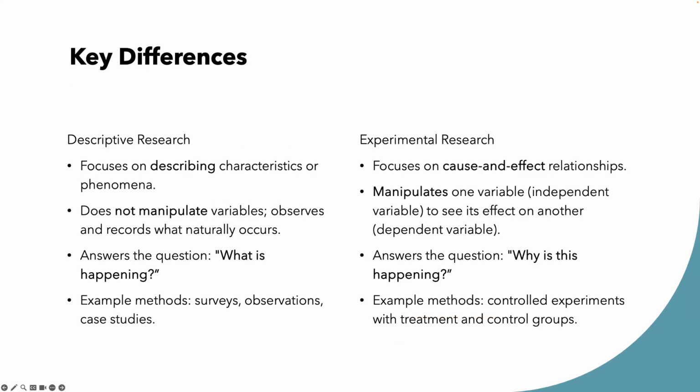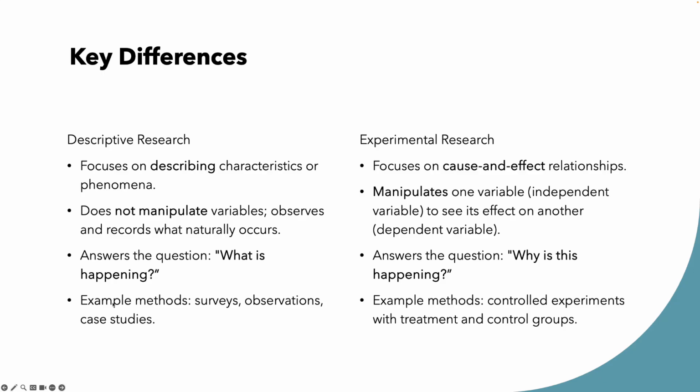So if you want to know what those key differences are, here they are. We have descriptive research and experimental research. This one focuses on describing. This one focuses on cause and effect. This one we do not manipulate. This one we do manipulate variables, right? So very, very different types of research. In this one, we answer the question, what is happening? And in this one, we answer the question, why is this happening, right? And we try to get at the why by manipulating these variables.